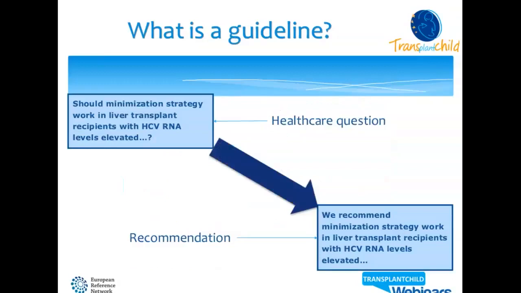So here in this figure, I want to summarize the process. Mainly, we have a healthcare question. I just take one from the field of transplantation: should my initiation strategy work in liver transplant recipients with HCV RNA levels elevated? And we would like to finalize with a recommendation, that is, we recommend the minimization strategy and so on. So what happened in between? We have here a gap filled with an arrow, but we want to know how to go from a healthcare question to a recommendation. So this is the first idea about what is a guideline.